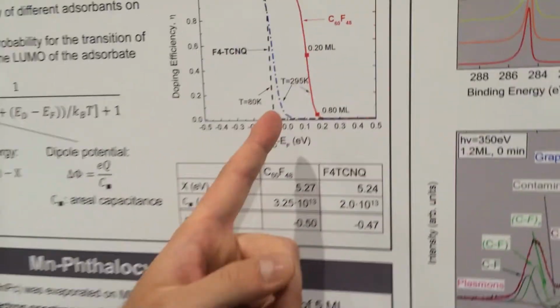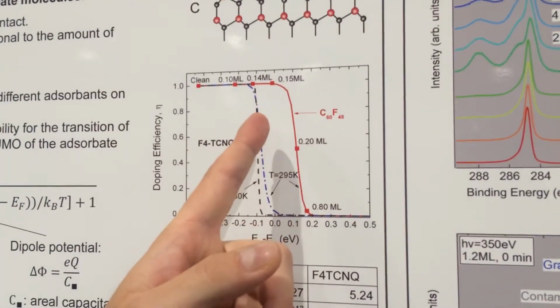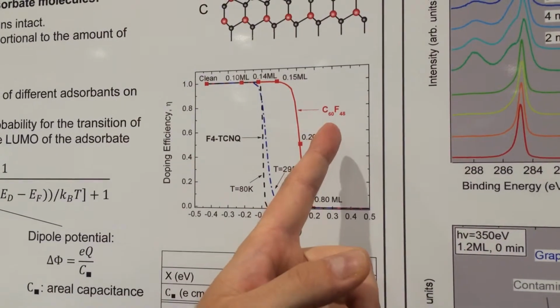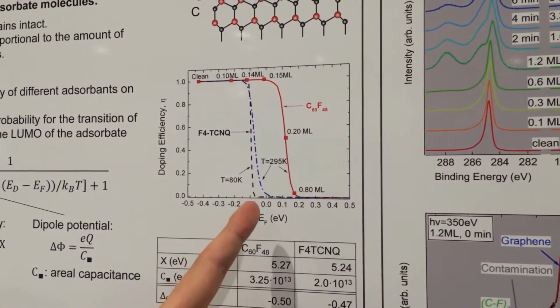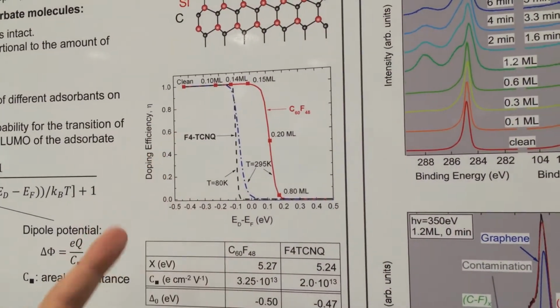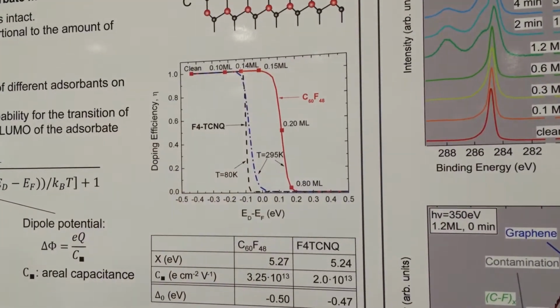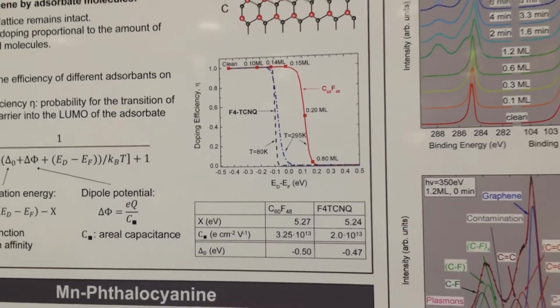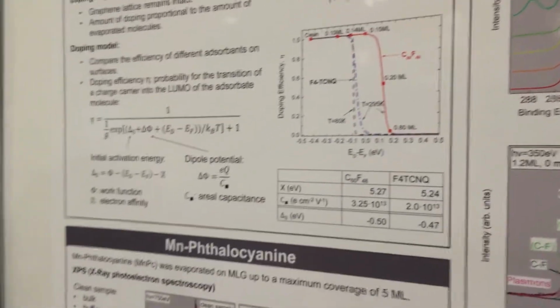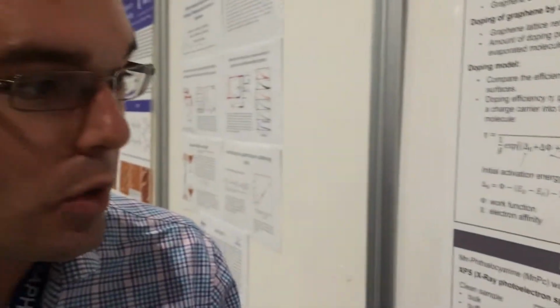And you can see in this work that it is still unity, for example, for a coverage of 0.15 monolayers of C60F48, while it dropped to 0 for F4TCNQ. This is also calculated for another temperature, and our aim was to probe this with two different molecules. So at the first side I can show you the work on manganese phthalocyanines.